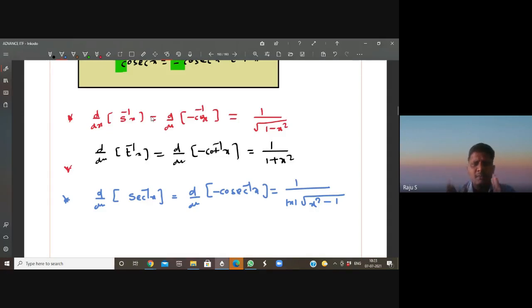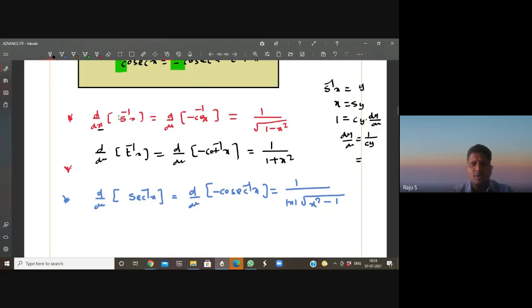So simply remember the derivative. Try yourself, no problem, we'll easily get the answer. No doubt in that case? Yes or no? If you have any doubts, you can ask. Sin inverse x is equal to y, I am taking. Then x is equal to sin y. Now differentiate with respect to x. 1 is equal to cos y into dy by dx. We require dy by dx only, no? So dy by dx value is equal to 1 by cos y.